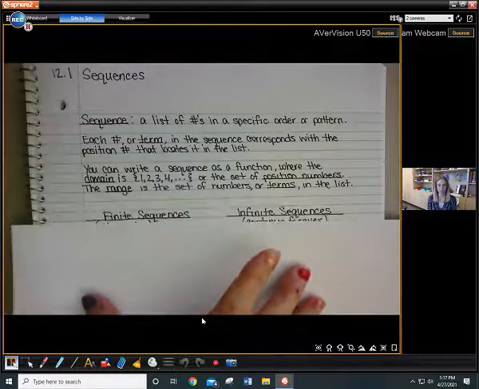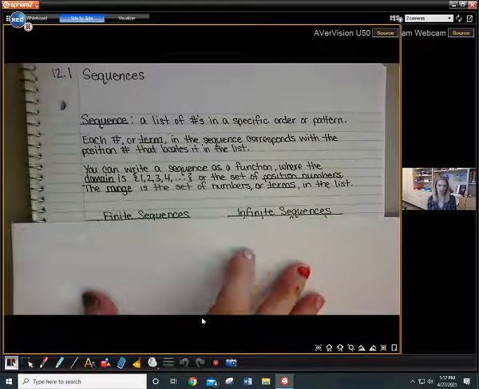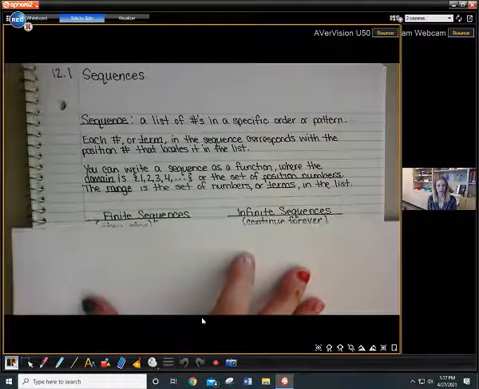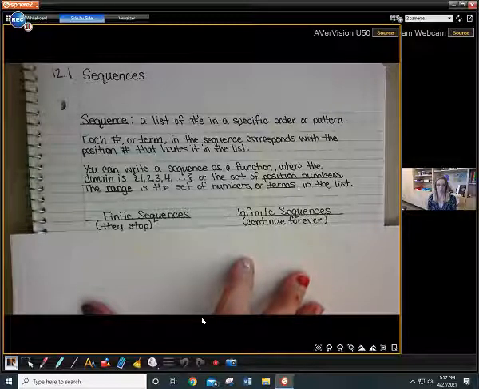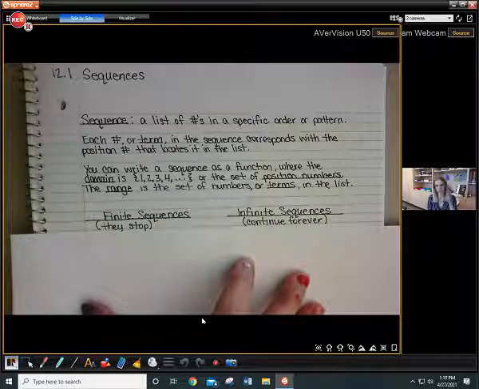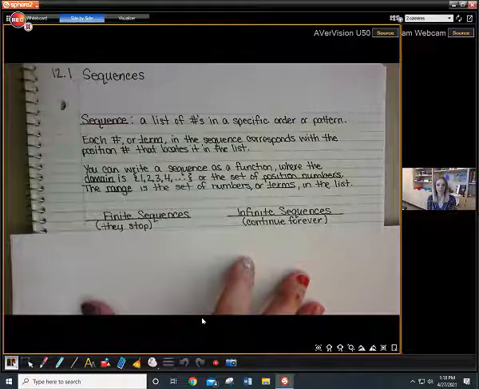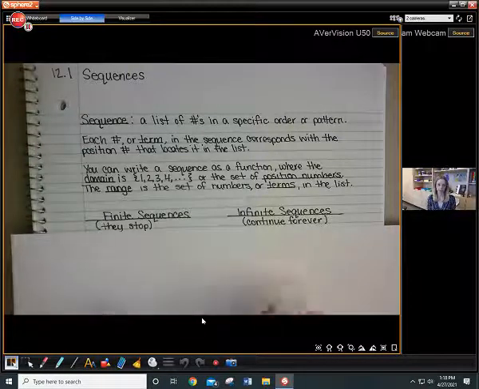So for example, we can have two different types of sequences. We can have finite sequences or we can have infinite sequences. So a finite sequence will stop. They'll give you a list of numbers, but there's a stopping point. An infinite sequence is going to continue on forever.